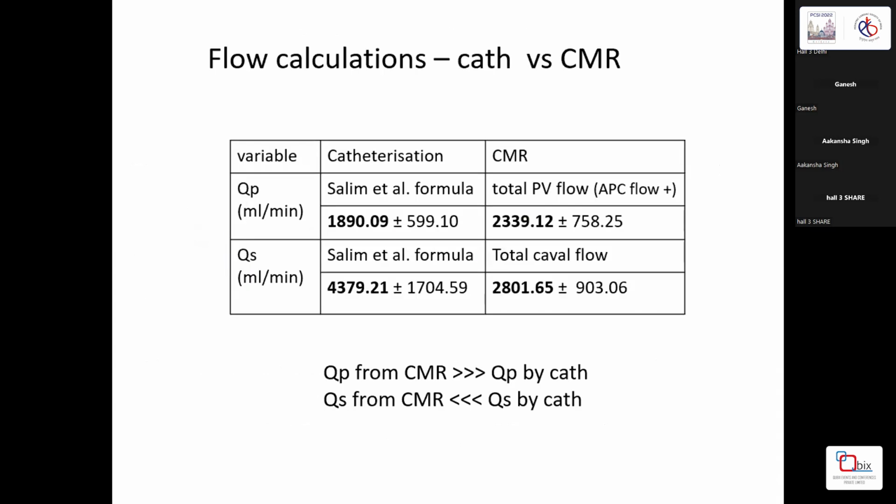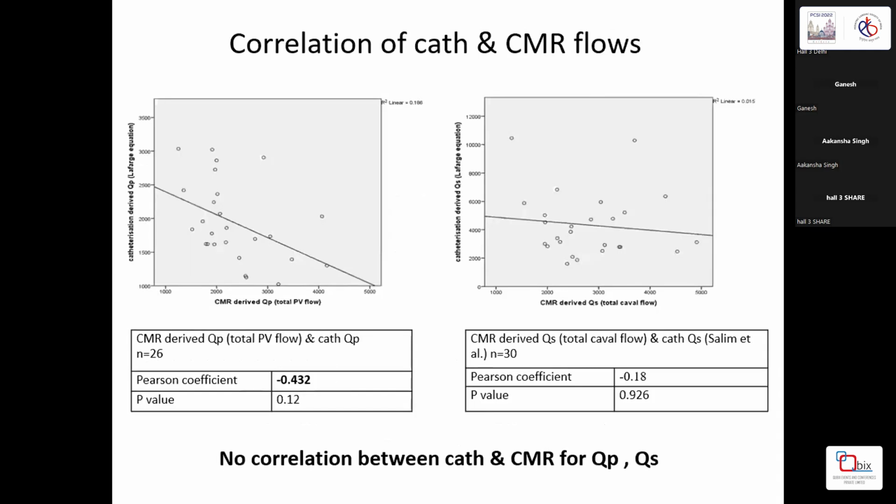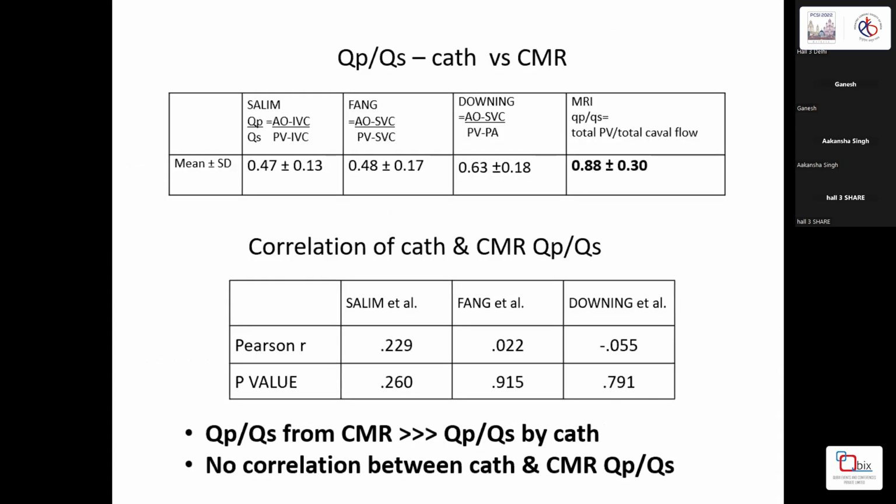Looking at flow calculations, it was seen that the QP from the cardiac MRI was much higher than the QP by cath. However, coming to QS, it is much lesser in CMR with regard to cardiac cath. There was no correlation between cath and CMR for QP or for QS. And QP/QS calculated by any formula in cardiac catheterization was a much lower value than what was derived from MRI. The QP/QS from MRI was much greater than the QP/QS by cath, and there was no correlation between cath and CMR for QP/QS.